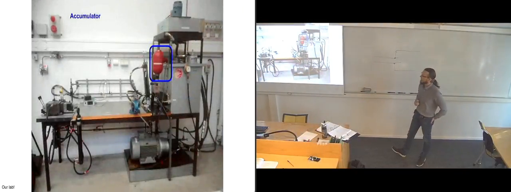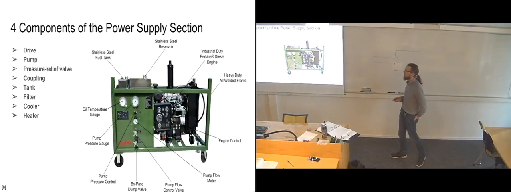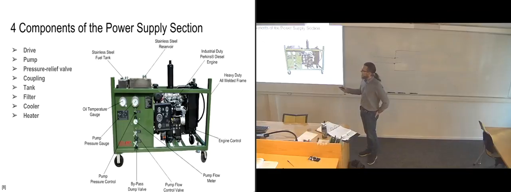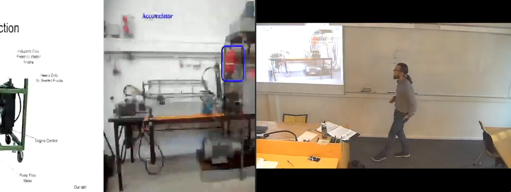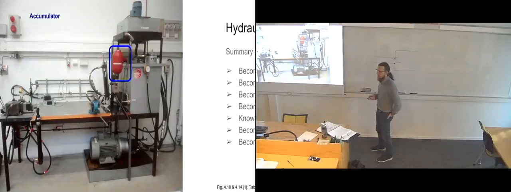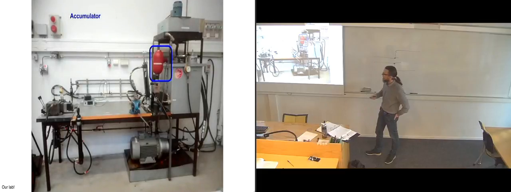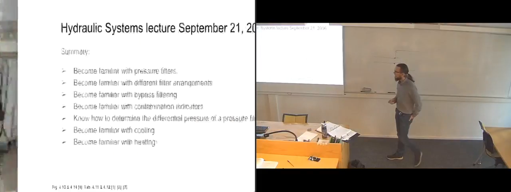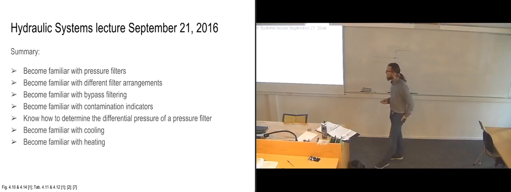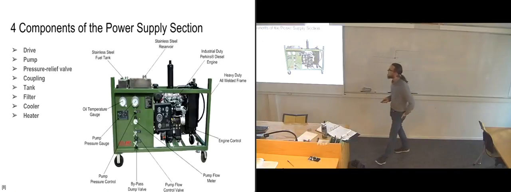And there's one more thing that isn't listed here in the power supply section. It's not listed in this list that we have there, but it is a part of the power supply chapter in the book, which is the accumulator. And we do have an accumulator in our lab. So that's the red part there. No, we're going to do the accumulator next week. On Friday. That's how it was, yeah.